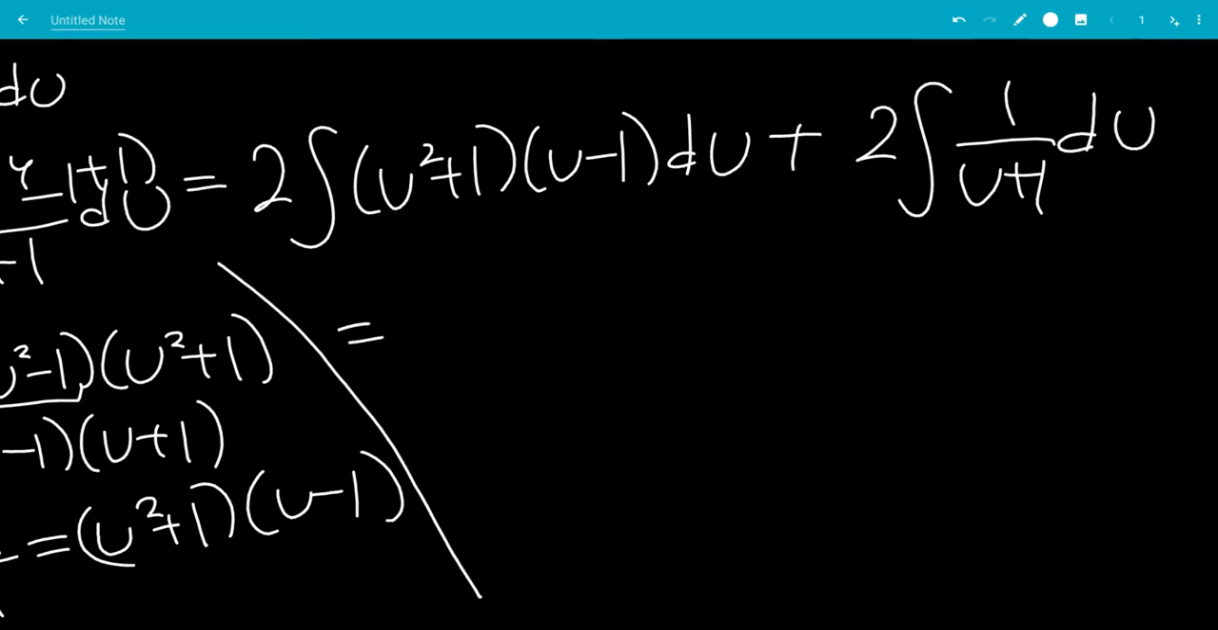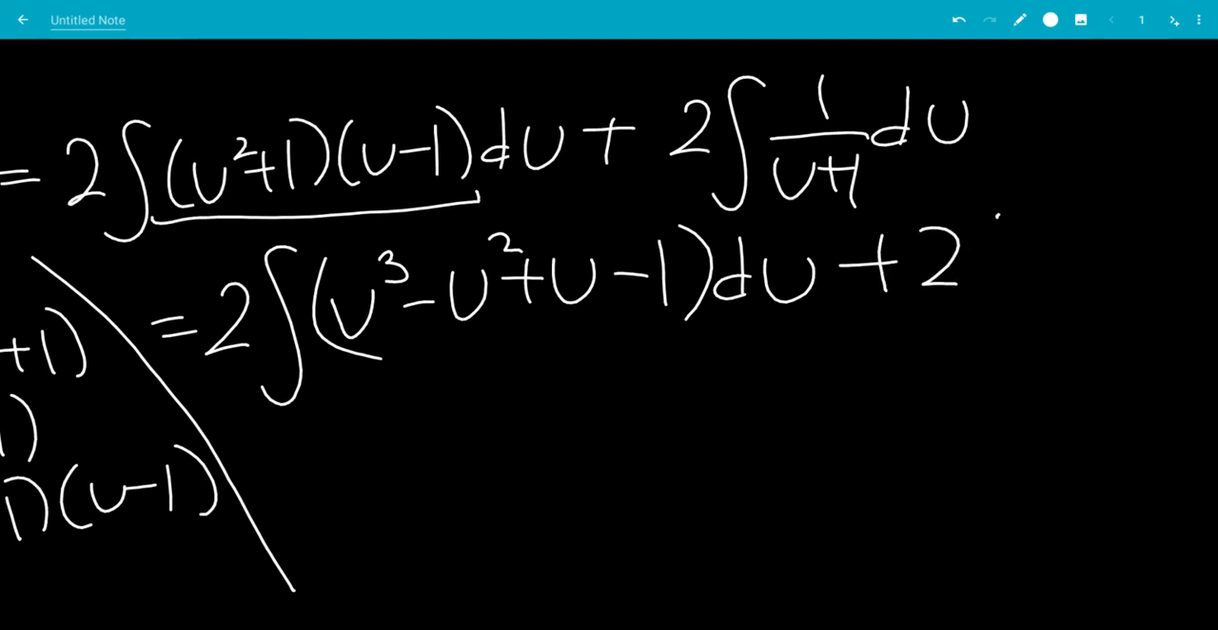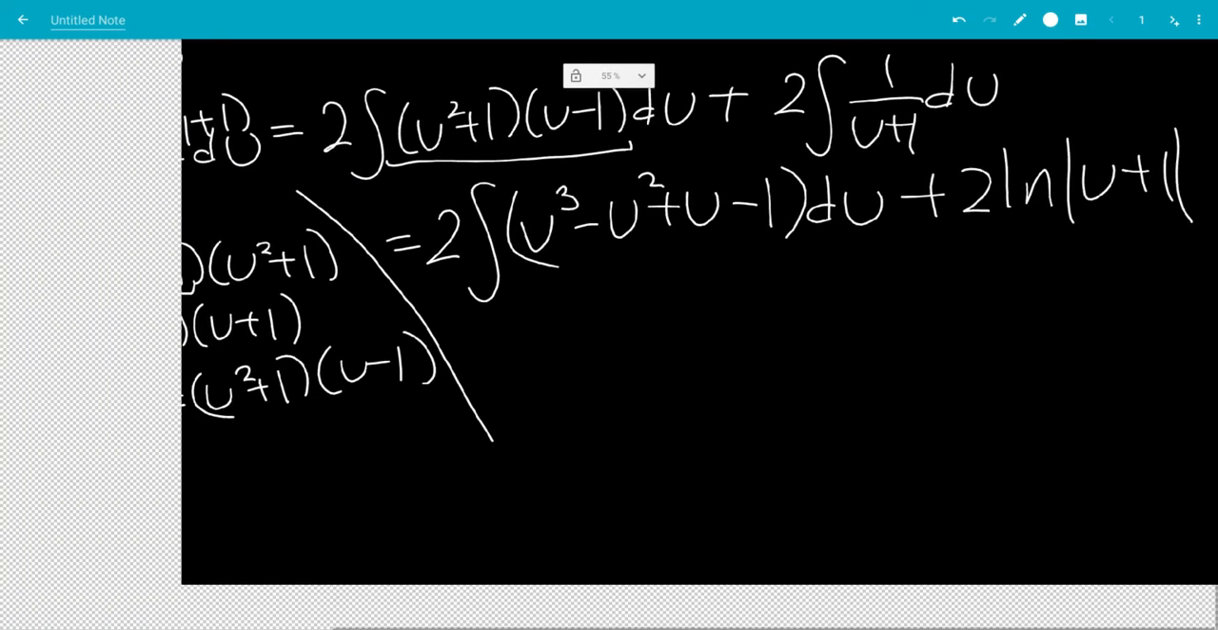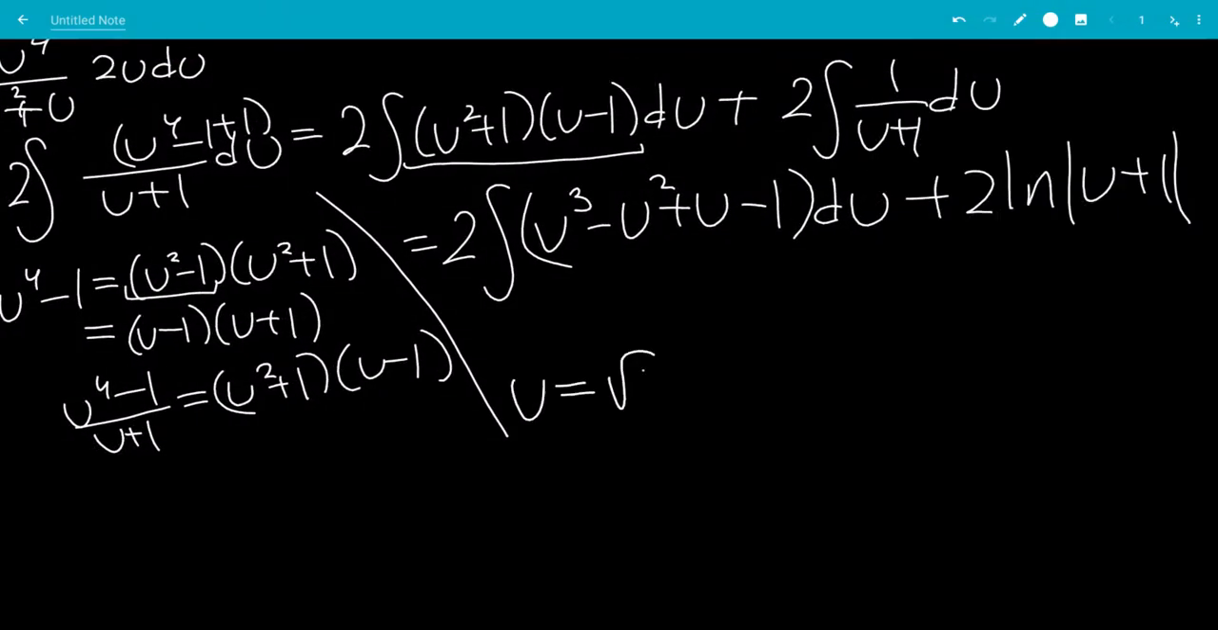Okay, so now we can distribute this out. So this will be 2 times the integral of u squared times u minus 1, which is u cubed minus u squared plus u minus 1. That will be the integral, and then plus 2 times, well, this integral is just ln of the absolute value of u plus 1. And we know u from before, so u is the square root of x.